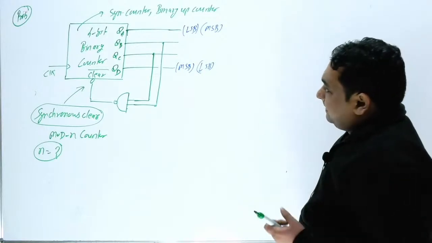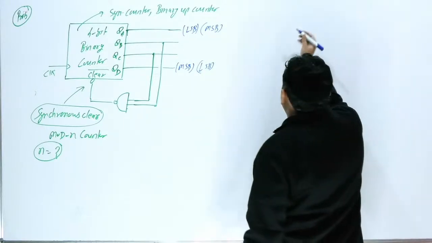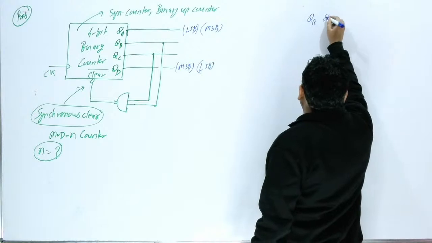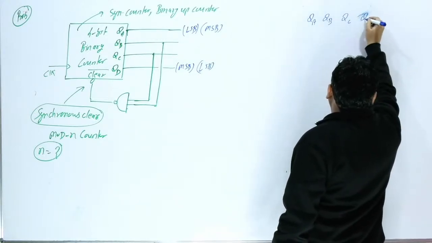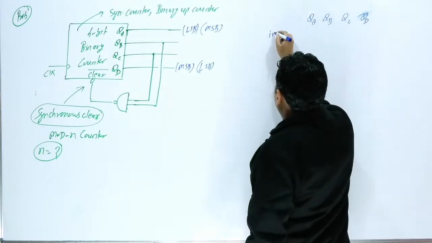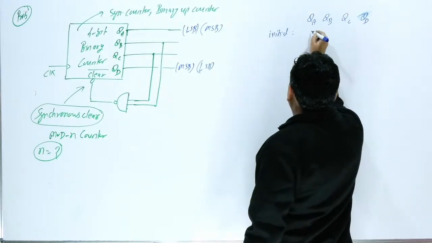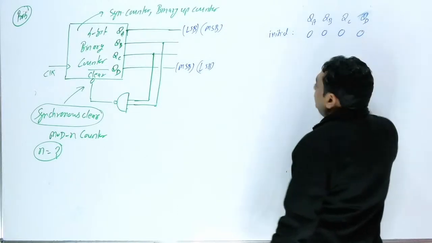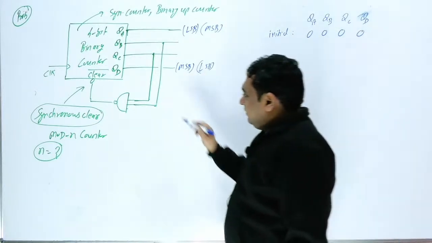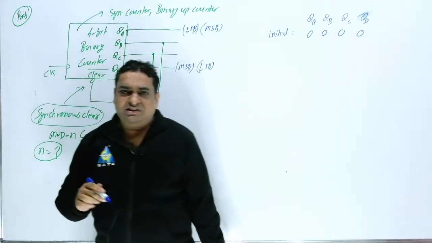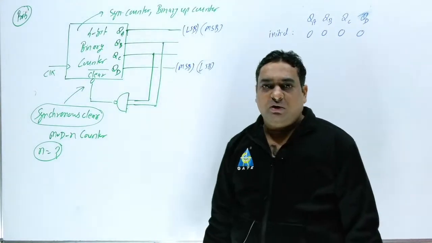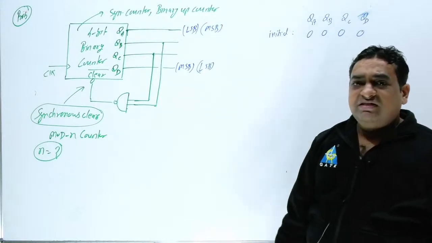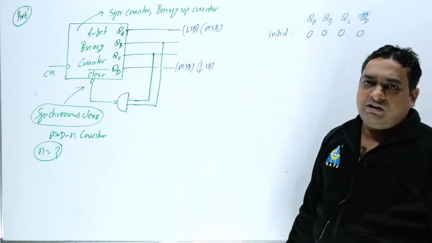Okay, now if I assume this is QA, this is QB, this is QC, and this is QD, always you will start from the initial state, which is 0, 0, 0, 0. Why am I starting from 0, 0, 0, 0? Because this is connected with clear. If this were connected with preset, then I would start from 1, 1, 1, 1, and definitely in that situation it would be a down counter.